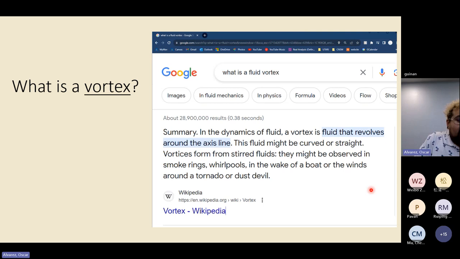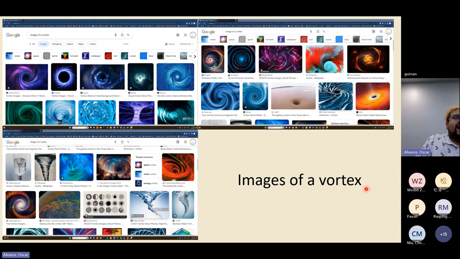Well, let's look at some pictures of some vortices. I just Googled images of vortex, and these are the top results. I could scroll more and more, and these are just what a vortex looks like to not me, but Google, the internet, the world: what a vortex is supposed to look like. So, what is a vortex?